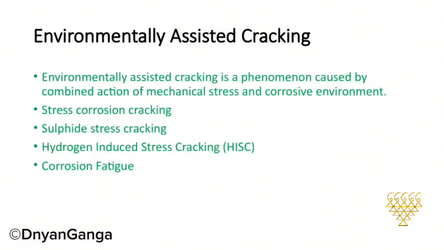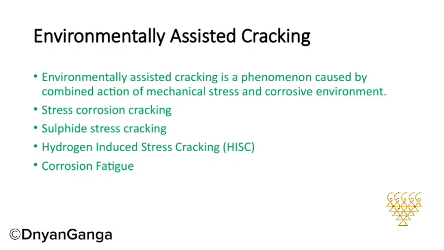Environmentally assisted cracking is a phenomenon that occurs when mechanical stress and a corrosive environment act together to cause material failure. It's not just about stress alone or corrosion alone, but the combination that accelerates cracking. One common form of this is stress corrosion cracking, which happens when a material is exposed to a specific environment that makes it more susceptible to cracking under stress. Then we have sulfide stress cracking, often encountered in oil and gas industries, where sulfide-rich environments cause cracks to develop in metals under stress.